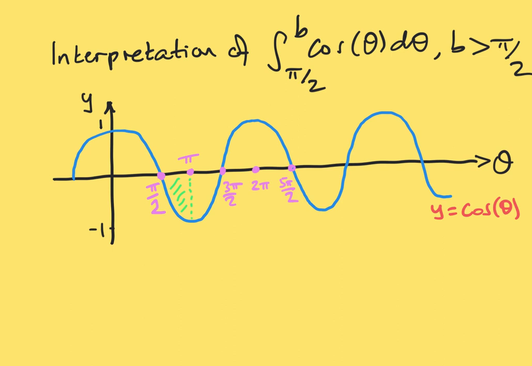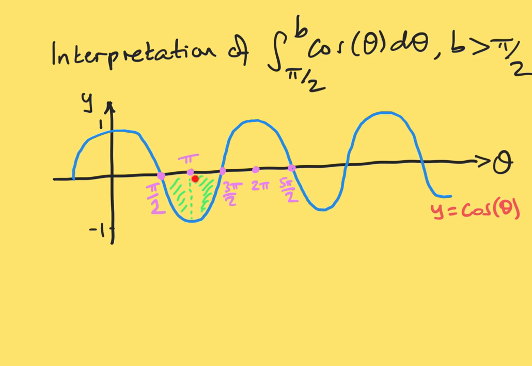As you then increase your upper limit of integration, so you go from pi to, let's say, 3 pi over 2, well, you're going to add the contribution of this area, but because it's below the theta axis, you get a minus sign. So as you're integrating from pi over 2 all the way up to 3 pi over 2, your integral is always going to be negative and its value is getting larger.